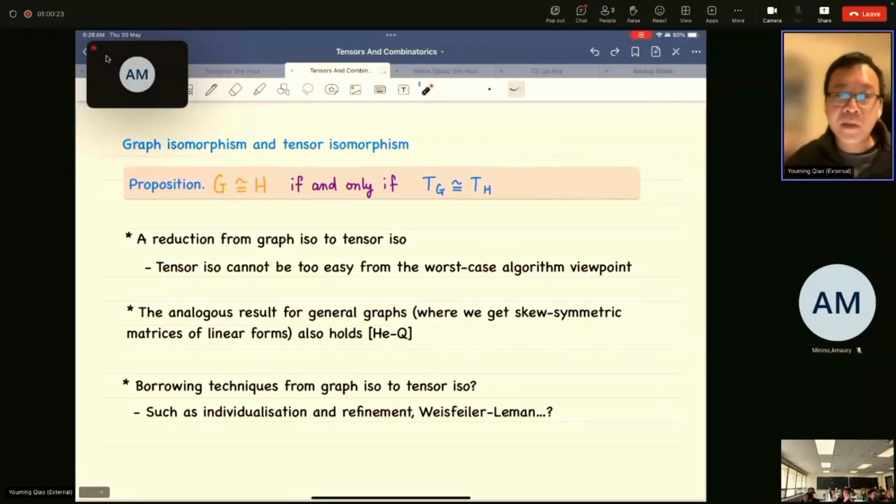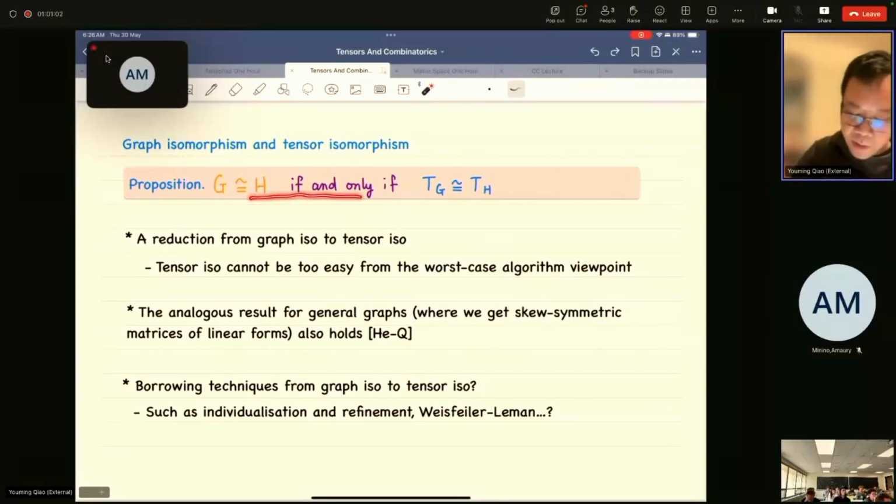So this proposition is simple, but it has some interesting implications. For example, it gives a reduction from graph iso to tensor iso, which means that from the worst case algorithm viewpoint, tensor iso cannot be too easy, because graph iso is not very easy from the worst case viewpoint. And it also implies that if you can give a polynomial time algorithm for tensor iso, you also give a polynomial time algorithm for graph iso. But graph iso in P is still very difficult, so we don't know.